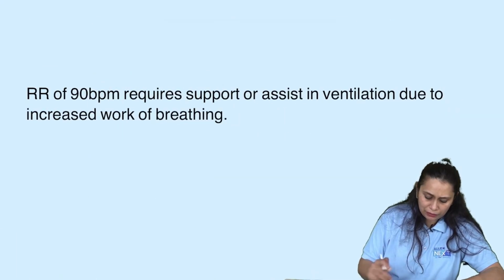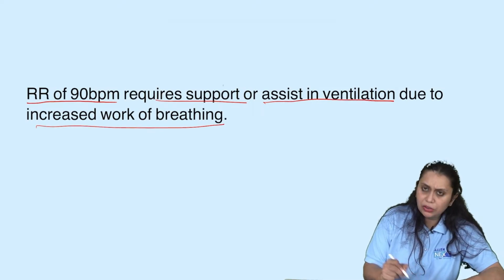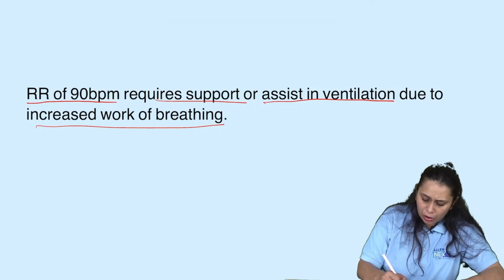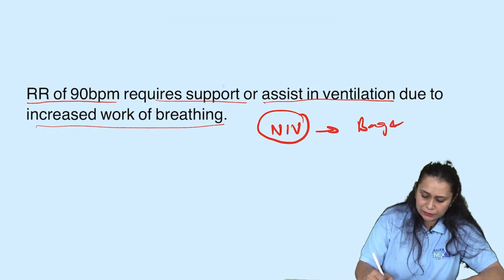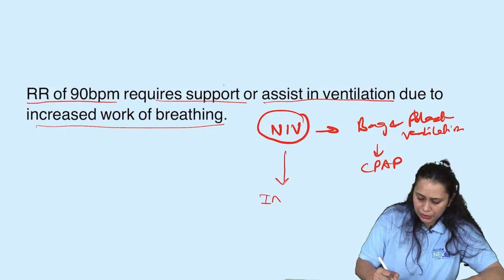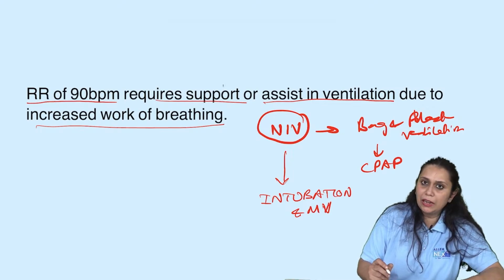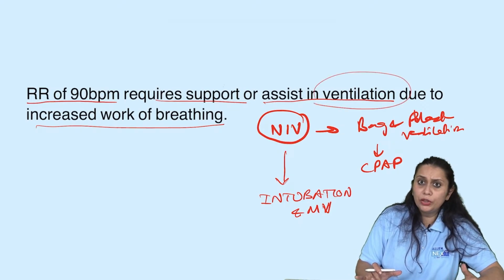Okay. Now, so respiratory rate of 90 requires support or assist in ventilation due to increased work of breathing. So this we will always go for NIV, non-invasive ventilation. How non-invasive ventilation? We can go for bag and mask ventilation. We can start with bag and mask ventilation. We can go for CPAP, right, non-invasive. And if this is not improving, we will go for intubation and mechanical ventilation. We'll have to put on mechanical ventilation. So we need to assist the ventilation in this child. Okay, otherwise more deterioration will happen.